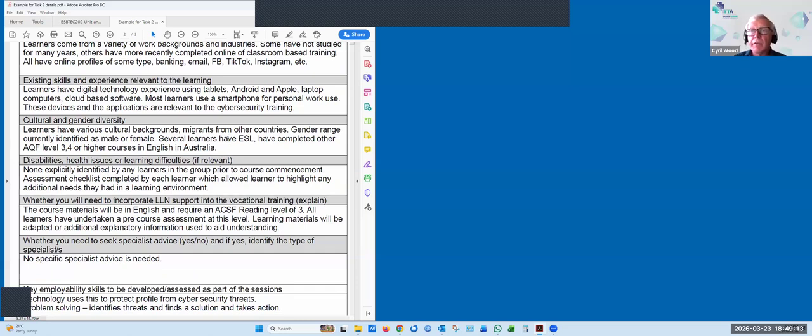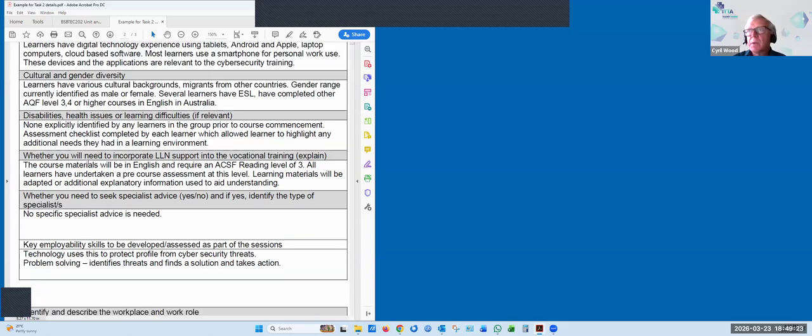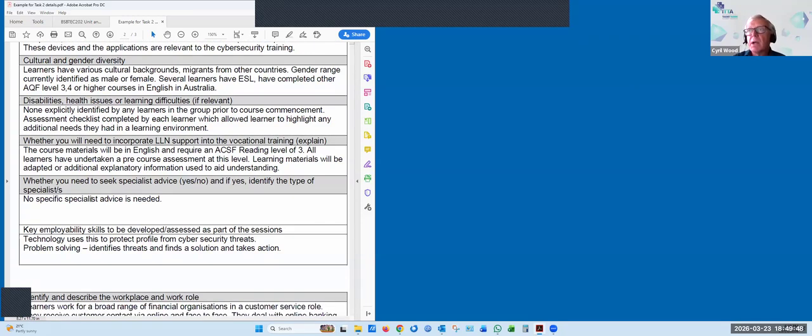Again, you might find you've got a varied group of people in the room. It doesn't need to be any more detailed than this, two or three sentences for each thing. You know, whether you need to incorporate LLN support, language, literacy, and numeracy. Generally, people just write in there that they don't need to, because if you're doing it in the workplace, the staff there already have a reasonable level of language, literacy, and numeracy to be working in that job, so you don't need any specialist support. So there'd be no specialist support required, and so on.